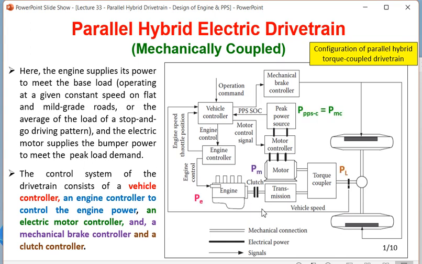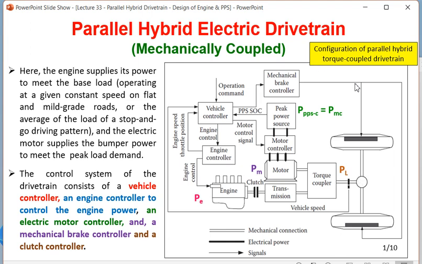Now there are mainly different powers. So all the traction powers are shown here. PL is the power required to drive the vehicle forward, that is the main traction power, or it is called the load power. It is the addition of motor power PM and engine power PE. So PE plus PM is equal to PL. Generally it happens in forward driving if there is no regenerative braking.